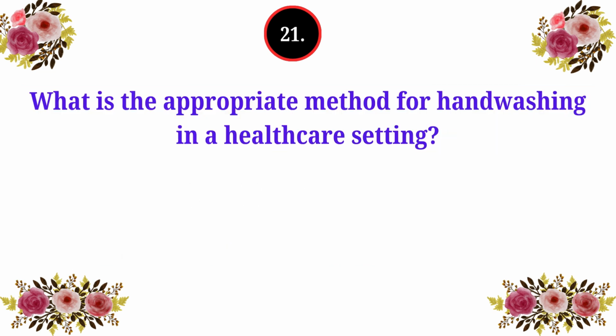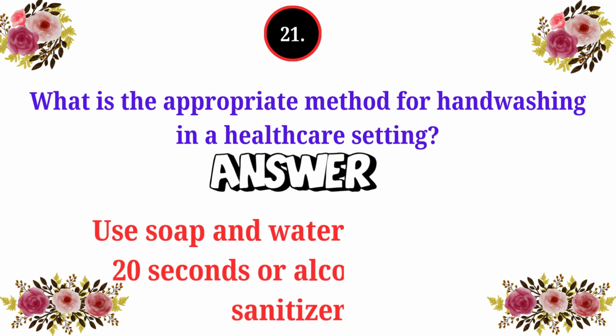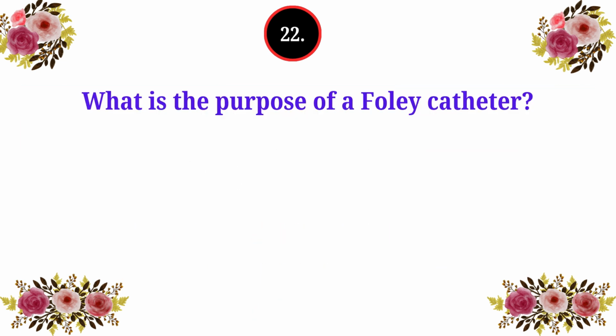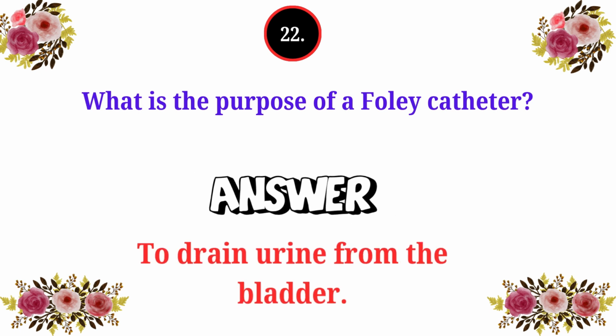21. What is the appropriate method for hand washing in a healthcare setting? Use soap and water for at least 20 seconds or alcohol-based sanitizer. 22. What is the purpose of a Foley catheter? To drain urine from the bladder.